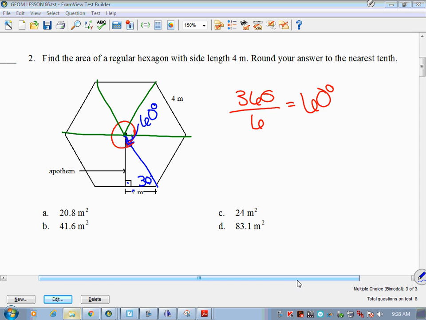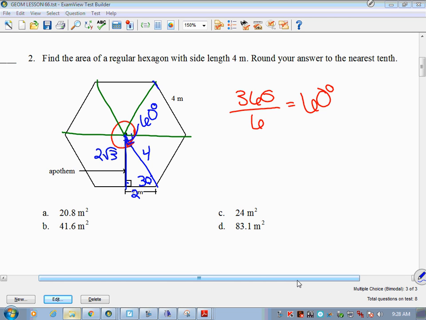If this is 2, what is my hypotenuse of that triangle? 4. Because it's going to go x, 2x, x radical 3, but x is 2, so what is my apothem? What is this line right here? 2 radical 3. So now I know that my apothem is 2 radical 3. What was my formula for finding the area of this?